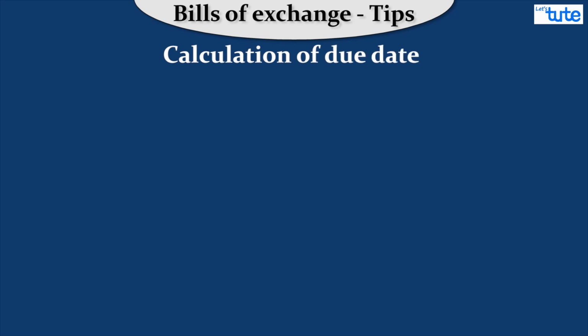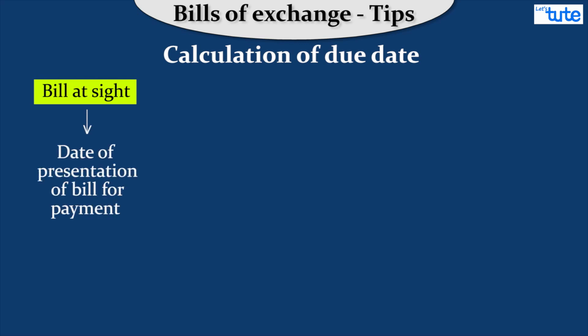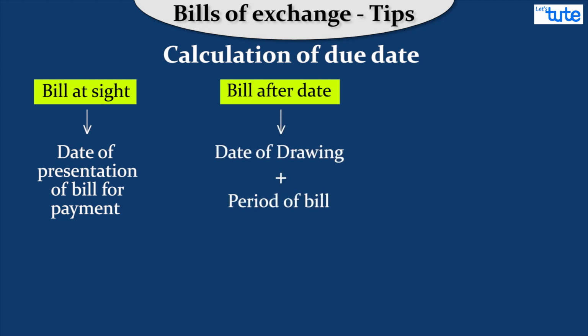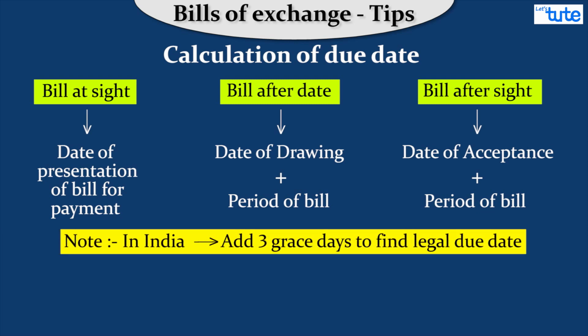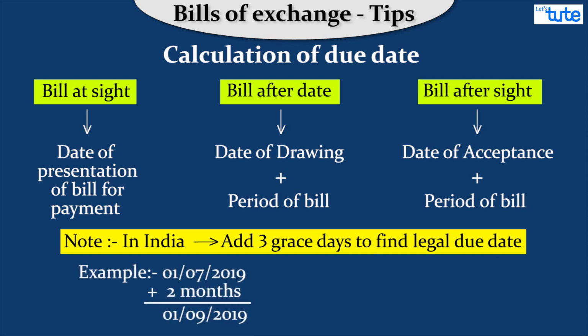Moving further, care needs to be taken while calculating the due date of the bill. Firstly, if it is bill at sight, then due date is the date on which the bill is presented for the payment. If it is after date bill, add the period of the bill from the date of drawing. But if it is after sight bill, then remember that the period of the bill should be counted from the date of acceptance. Also, be careful while adding the period. That is, if bill date is of 1st July 2019 and the period is 2 months, then the due date would be 1st September 2019.